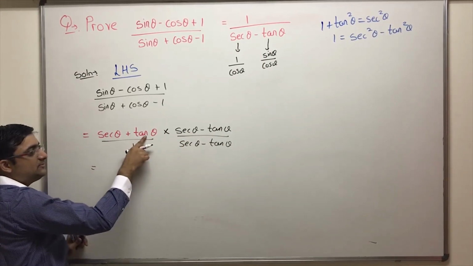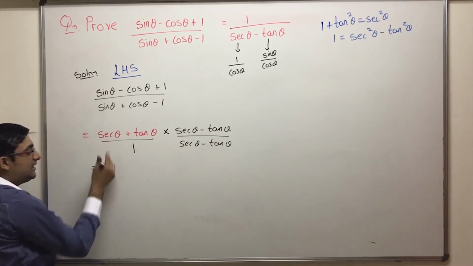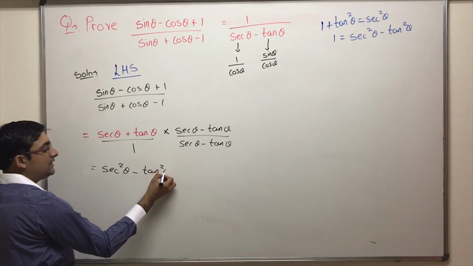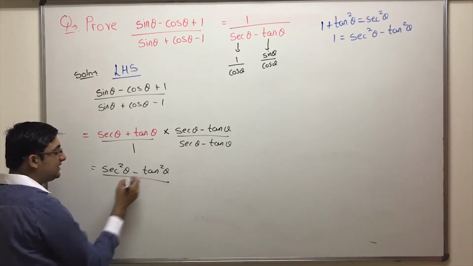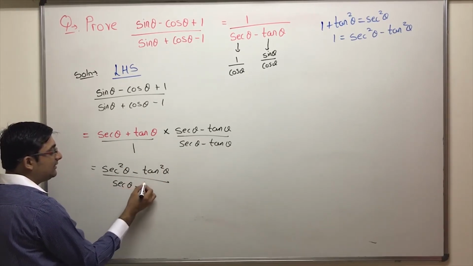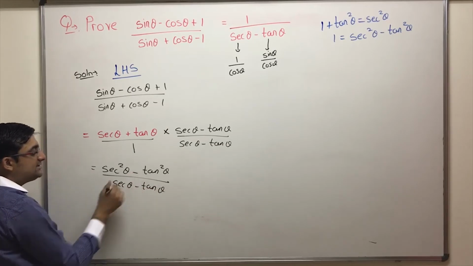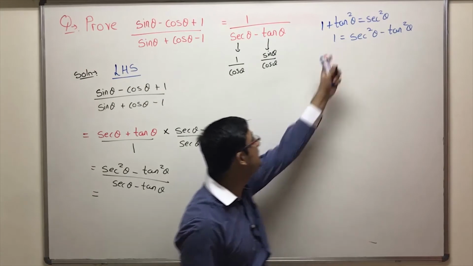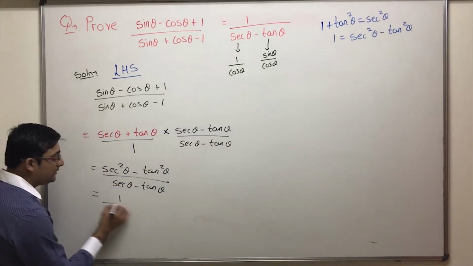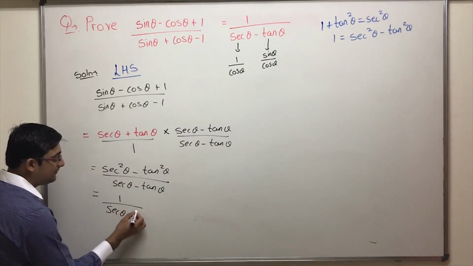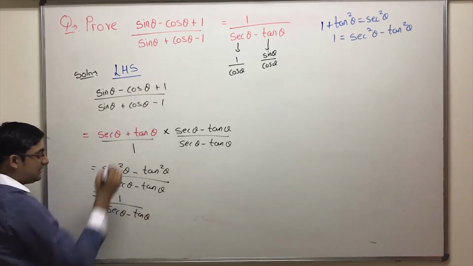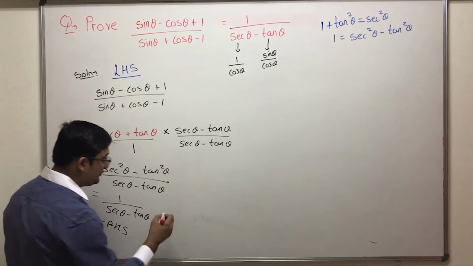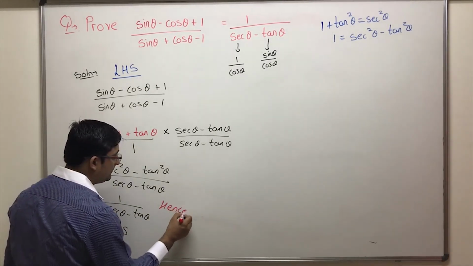So see, a plus b into a minus b is a square minus b square. Is this clear? Upon 1 into sec theta minus tan theta is sec theta minus tan theta. Now what is sec square theta minus tan square theta? See, sec square theta minus tan square theta is equal to 1. So this is 1 upon sec theta minus tan theta, which is there in the RHS. So this is equal to RHS. So hence proved.